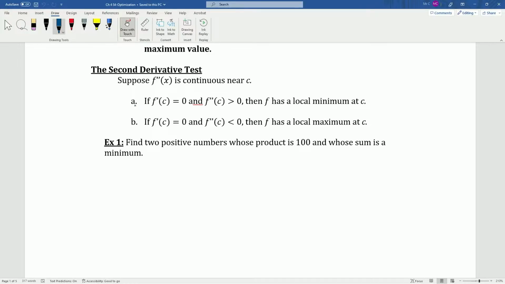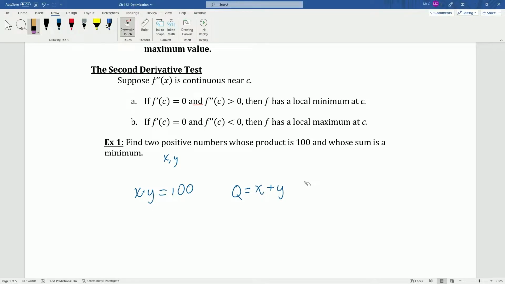So let's start by taking a look at this first example. Find two positive numbers whose product is 100 and whose sum is a minimum. This is a rare example where there's not much of a picture you can draw, but we can directly write out the equations being described. So two positive numbers, x and y, whose product, x times y, equals 100, and whose sum, x plus y, is a minimum. We labeled it Q in the description above, so let's just label it Q here for quantity.